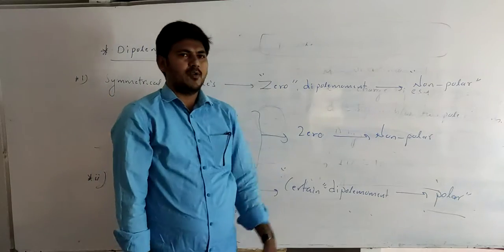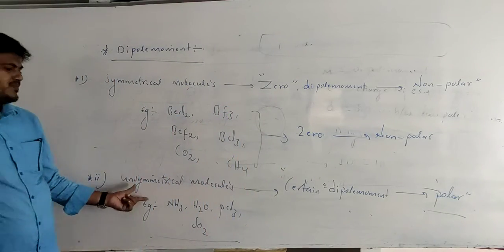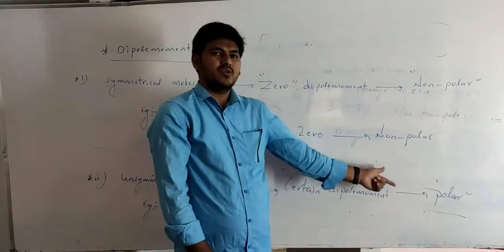So they are non-polar molecules. So the best example of symmetrical molecules. Next one, unsymmetrical molecules. Unsymmetrical molecules have a certain dipole moment, so they are polar molecules.